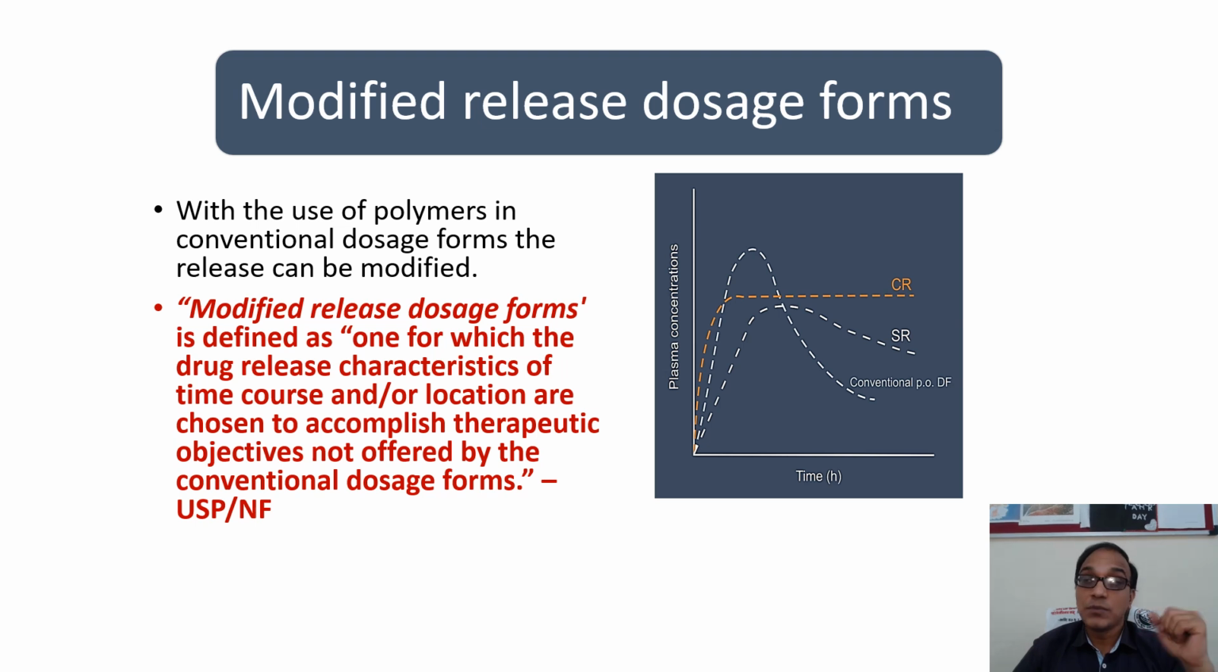Now, what is a modified release dosage form? We have discussed it; let me remind you that as per the USP, a modified release dosage form is defined as one for which the drug release characteristics of time course and/or location are chosen to accomplish therapeutic objectives not offered by conventional dosage forms. Learn this definition verbatim. As you can see in this graph, conventional dosage forms have a peak and very effective there, controlled release has that temporal control. SR again has a similar kind of control, but that peak and very effect is not there.